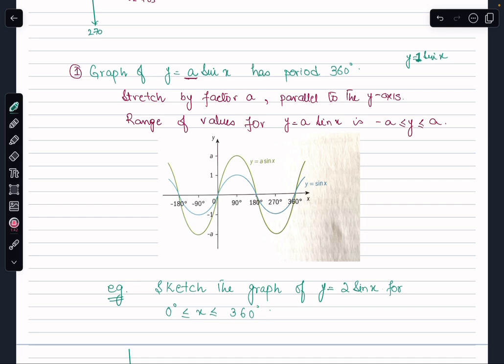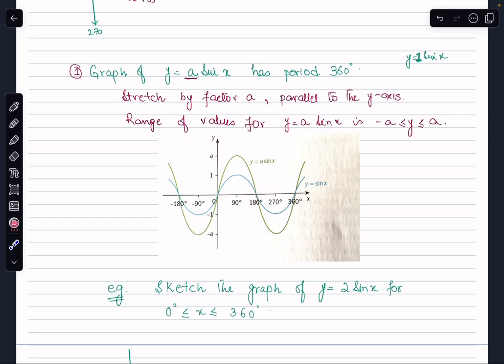But then if there is y equals a sine x and it has a period of 360 degrees, then we should know that this a is actually the stretch factor. This a is the stretch factor, and we can say that it is the stretch by factor a, which is parallel to the y-axis. And the range of values for y equals a sine x is then going to be negative a less than or equal to y less than or equal to a.